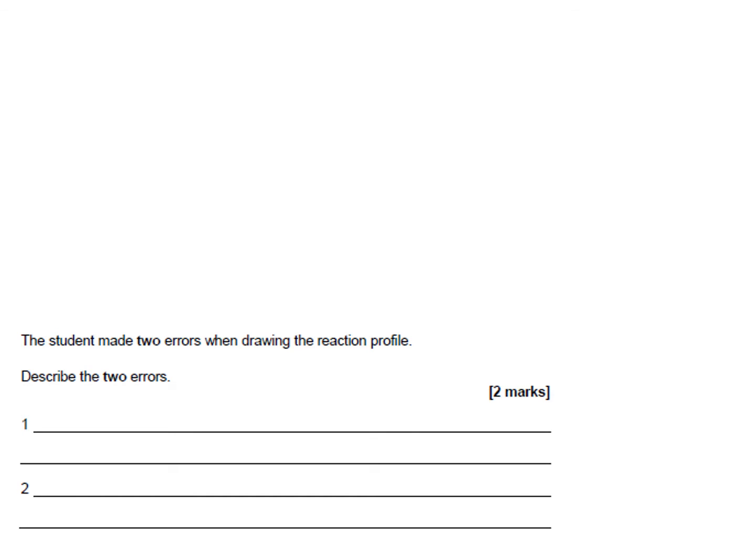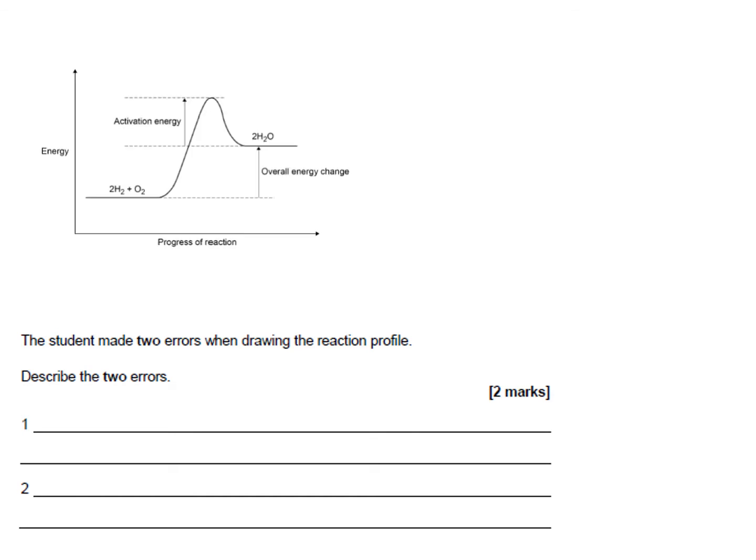Okay, errors made therefore on that reaction profile. Firstly, the activation energy should be from the level of the reactants to the top of the bump. That's the total amount of energy that needs to be taken in order for the reaction to start. We usually associate that with breaking bonds.